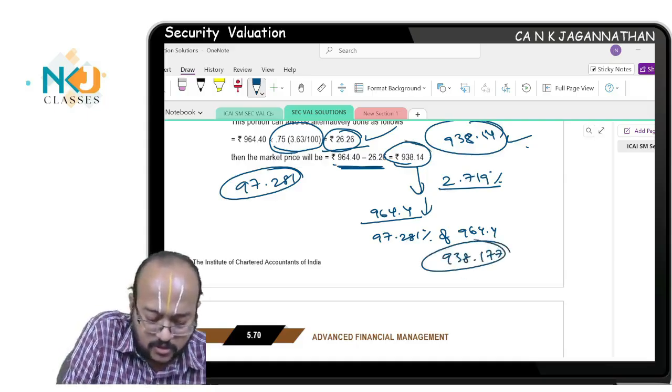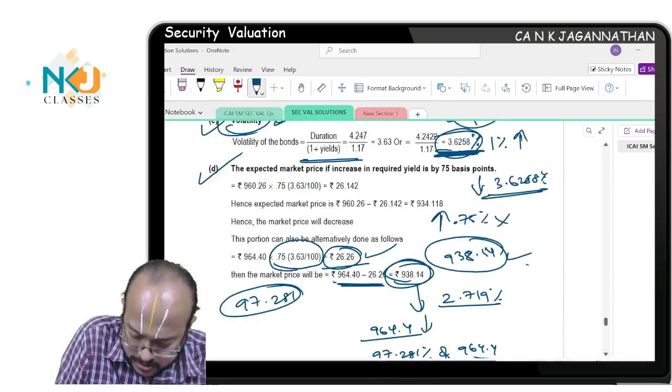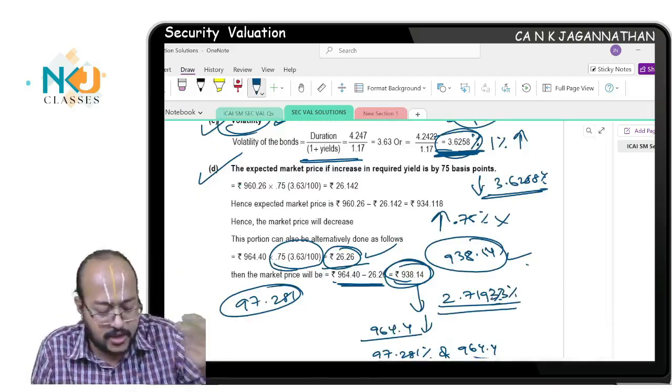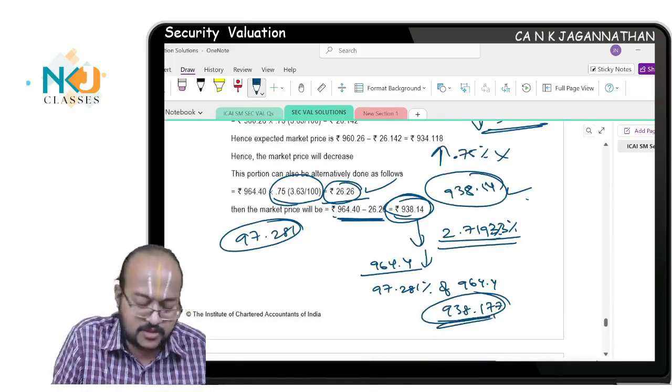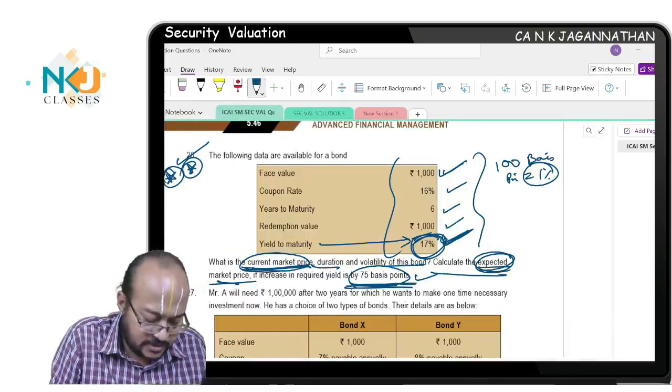938.177. Okay, this is a rounding off issue because they have taken also the 21733 like this. They have taken it fully and found out the value. This is the same 938.17. Are you understanding? 14 or 17, anything? No issues.